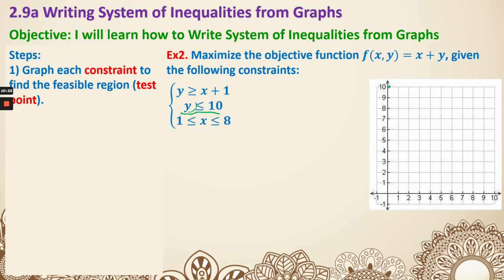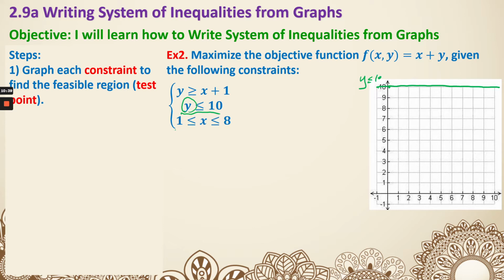10 is right here. Since this is y, that means the line is going to cross the y-axis. So it's going to be a flat line. And it does have an equal sign, so it's going to be a solid line right there. This is y equals 10.